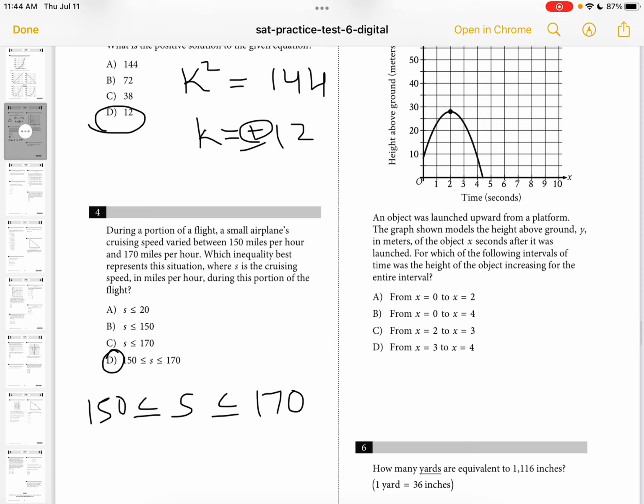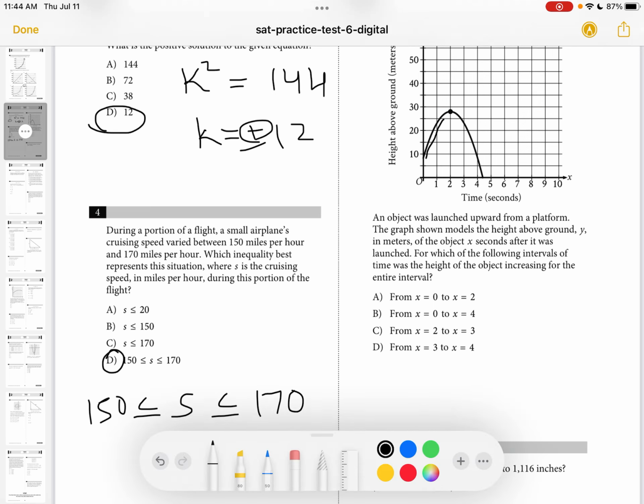Number 5. An object was launched upward from a platform. The graph shown models the height above ground, y, in meters of the object x seconds after it was launched. For which of the following intervals of time was the height of the object increasing for the entire interval? What we see here in the graph is a parabola, and a parabola facing downward will have a maximum point. So this is our maximum point.